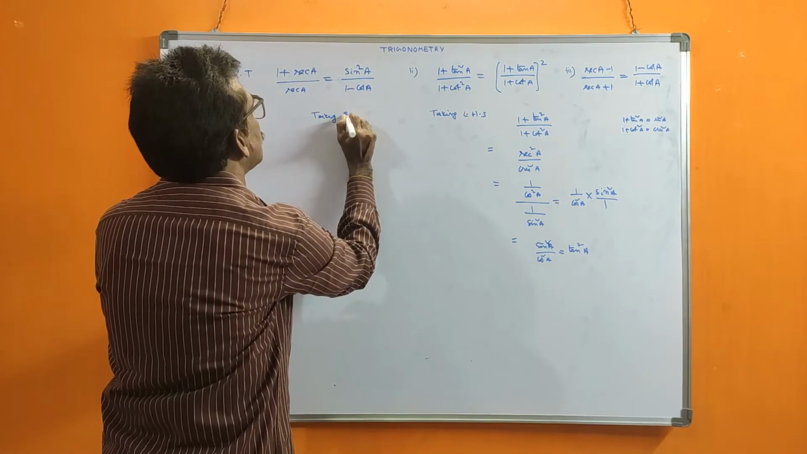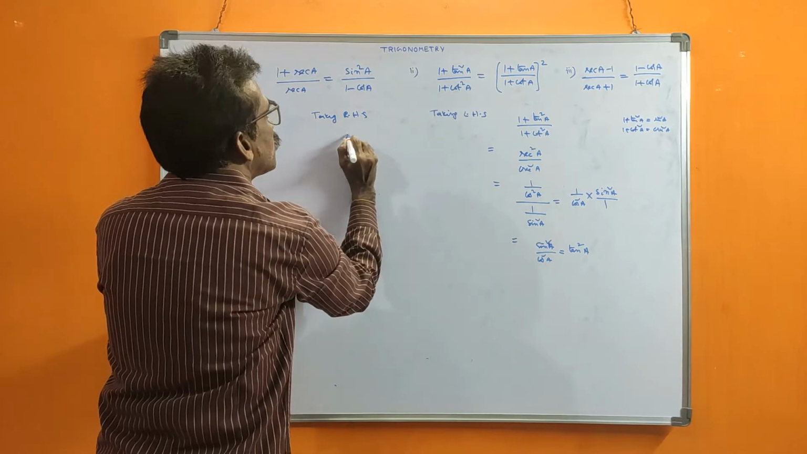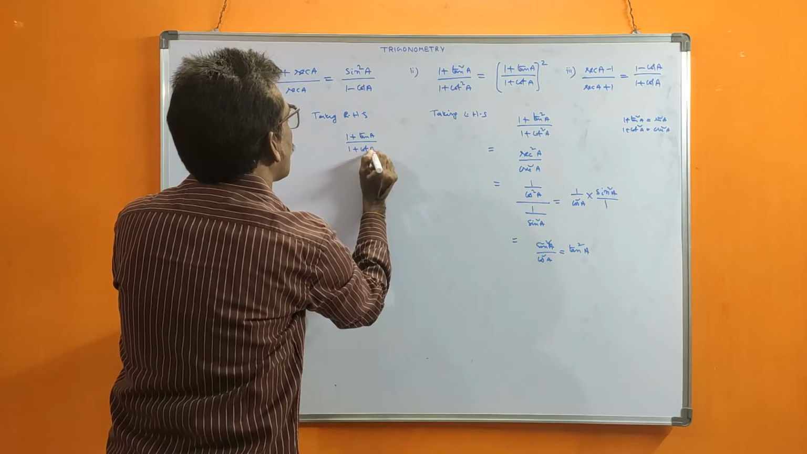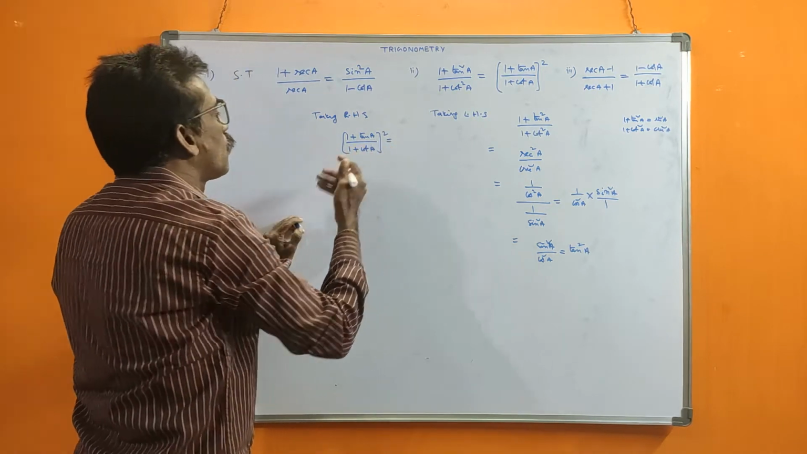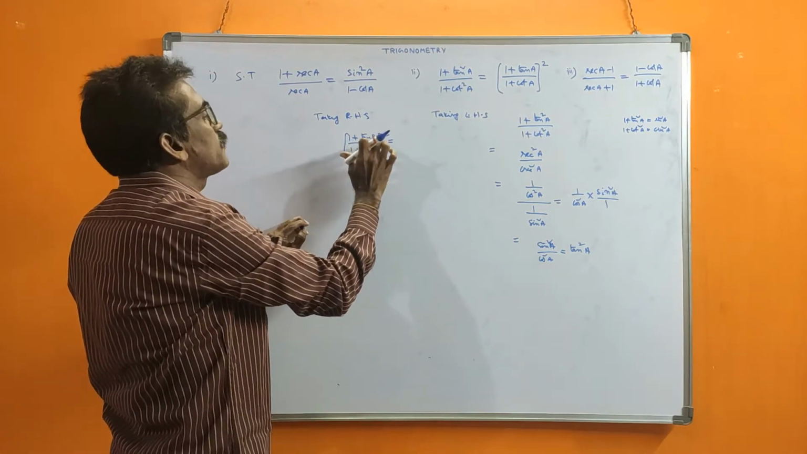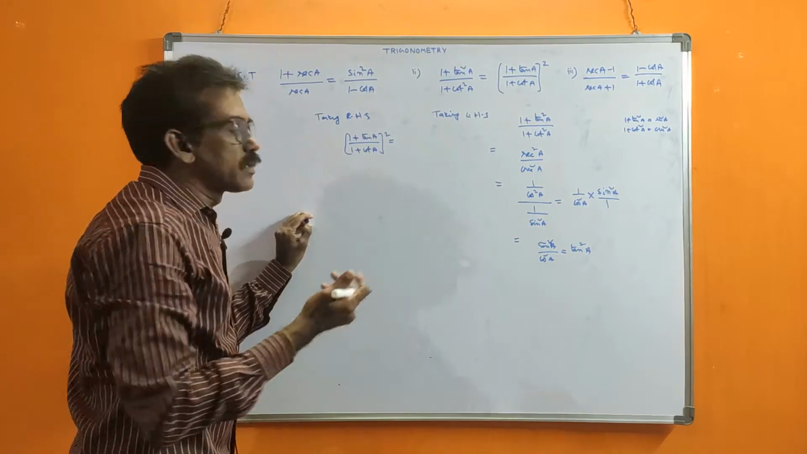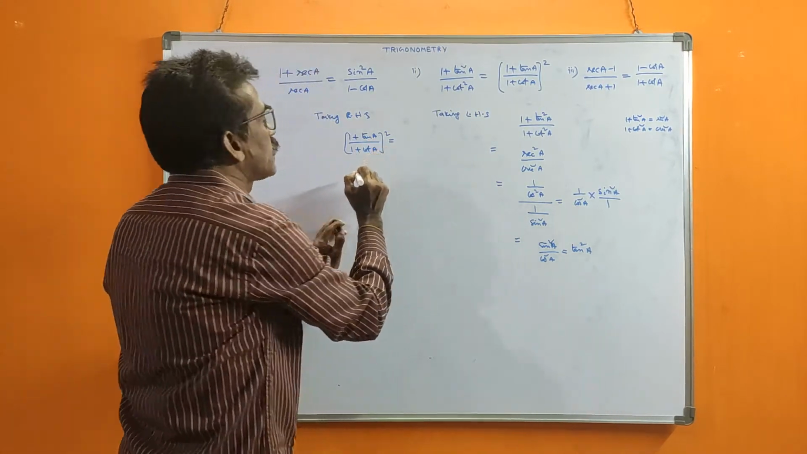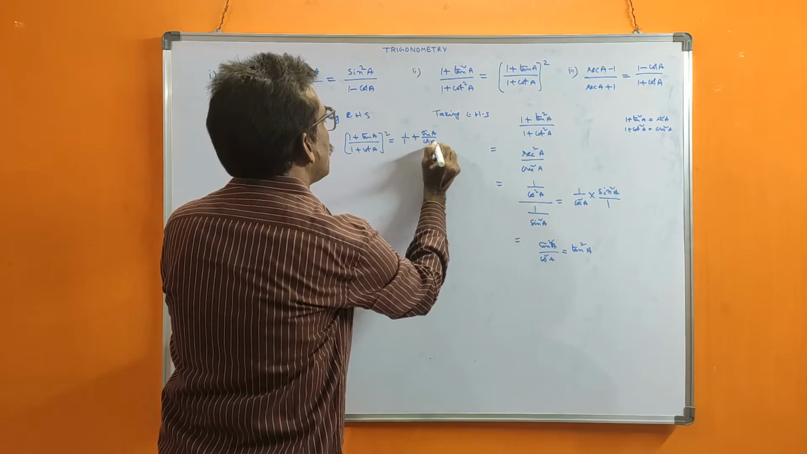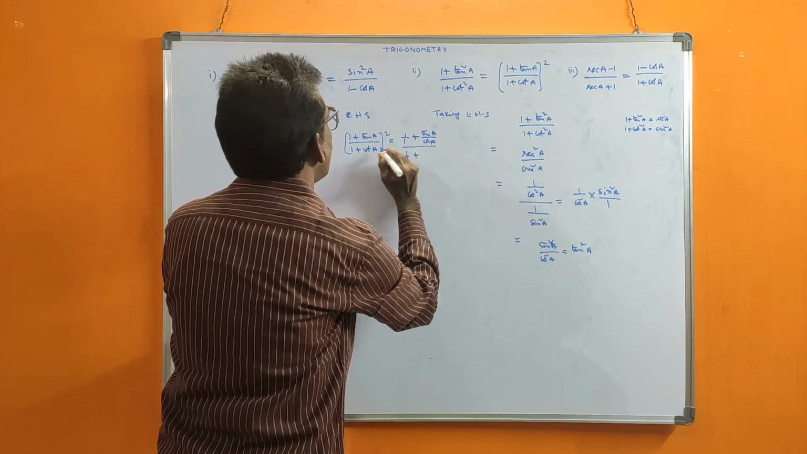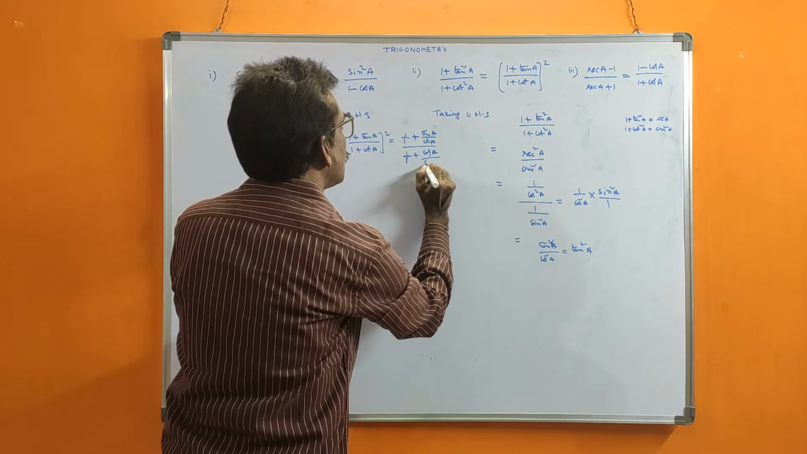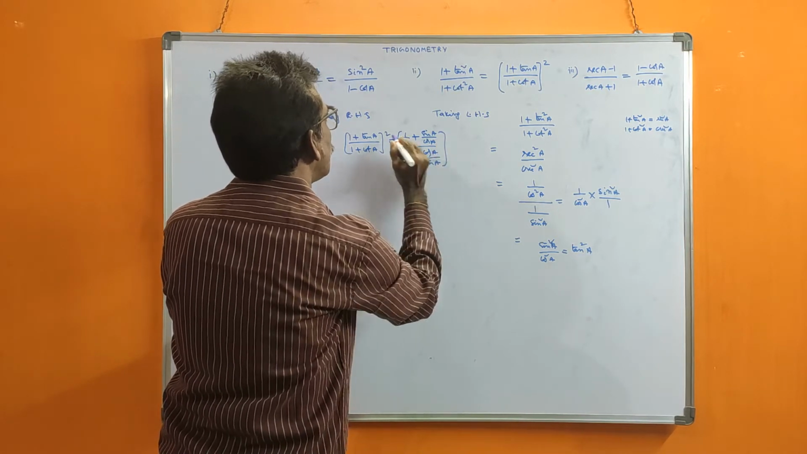Taking RHS, we have 1 plus tan A by 1 plus cot A, whole square. Now the formula 1 plus tan square A is not there; only 1 plus tan square A has a formula. For 1 plus tan A whole square, there is no formula. That's why we simply convert it to sin and cos. So 1 plus tan is 1 plus sin A by cos A, and 1 plus cot is 1 plus cos A by sin A. For this, the whole square is there.